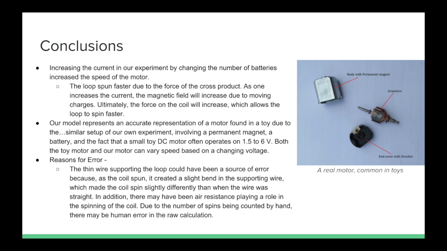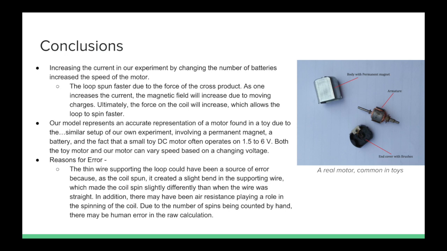Our model represents an accurate representation of a motor found in a toy due to the similar setup of our own experiment with a motor involving a permanent magnet, a battery, and the fact that a small toy DC motor often operates on 1.5 to 6 volts. Both the toy motor and our motor can vary speed based on a changing voltage/current.